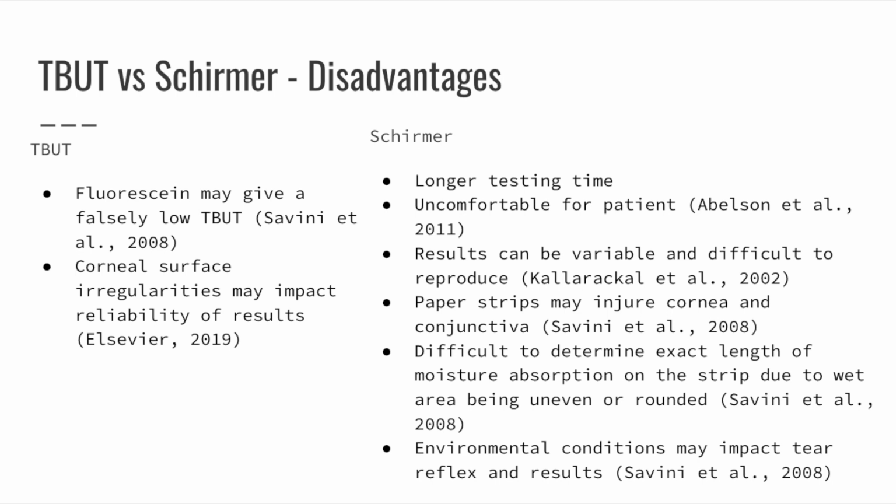Disadvantages associated with the Schirmer test are things such as a much longer testing time required. It's a much more uncomfortable test for the patient. The results can be variable and difficult to reproduce at times. The paper strips may also scratch the cornea or the conjunctiva, and it's difficult to determine the exact length of moisture absorption on the strip due to the wet area being uneven or rounded. Another disadvantage is also that the environmental conditions may impact tear reflex and results.